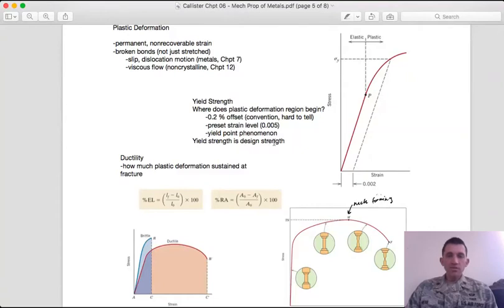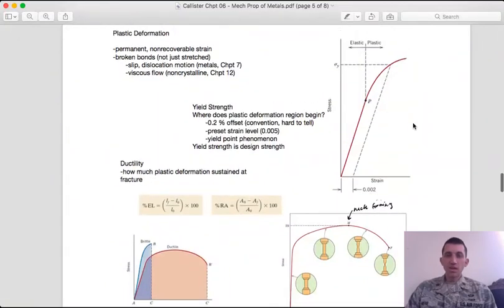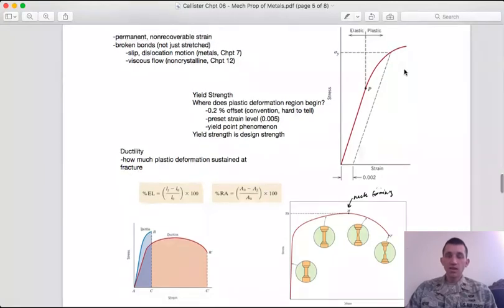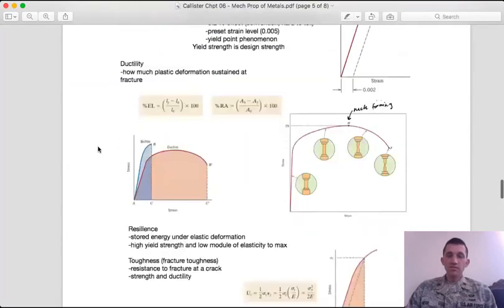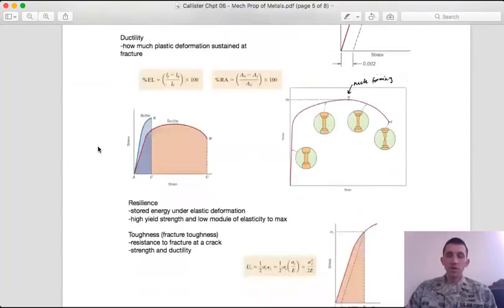But this yield strength is typically what's used as the design strength. You typically don't want to design something that will deform. So this limit, where the material will start to yield, is sort of a hard stop. You can't design it to withstand any more stress than that, because it will only be able to do it that one time, and then it will be permanently deformed. Generally, that's undesirable for mechanical design.